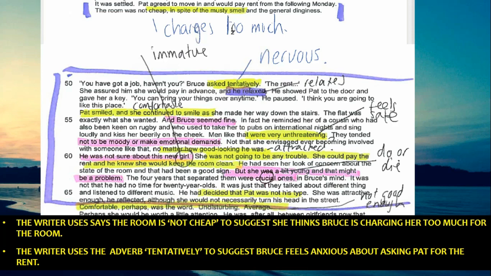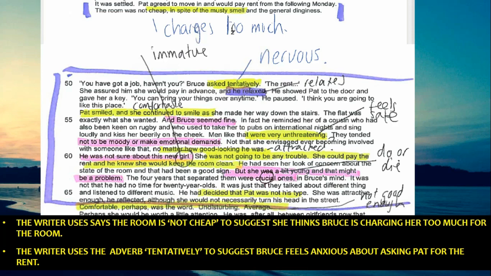Then he says the age gap could be crucial. So this adjective, crucial, might suggest that he thinks the age gap is such a big deal that it might be the do or die moment in their relationship. Then he decided Pat was not his type, and then he says that she's comfortable, undisturbing, average. So basically this is Bruce maybe saying that he doesn't think Pat is good enough for him.